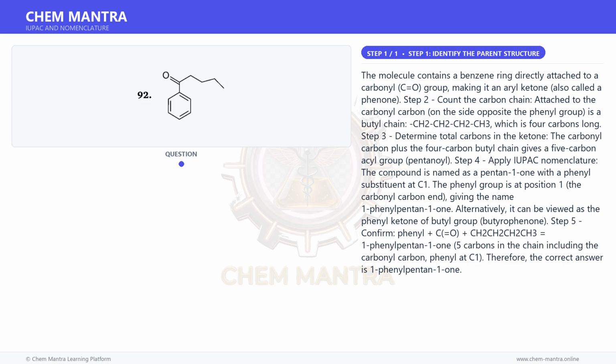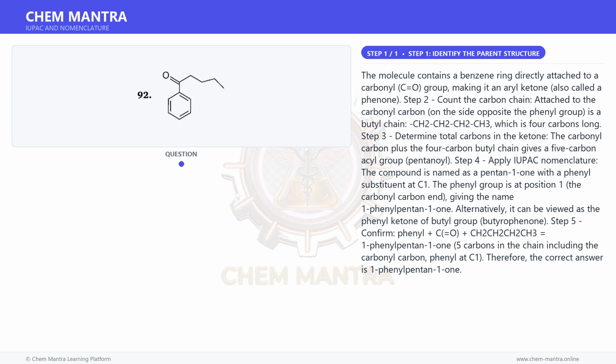Step 4. Apply IUPAC nomenclature. The compound is named as a pentan-1-one with a phenyl substituent at C1. The phenyl group is at position 1, the carbonyl carbon end, giving the name 1-phenylpentan-1-one. Alternatively, it can be viewed as the phenyl ketone of butyl group, butyrophenone.